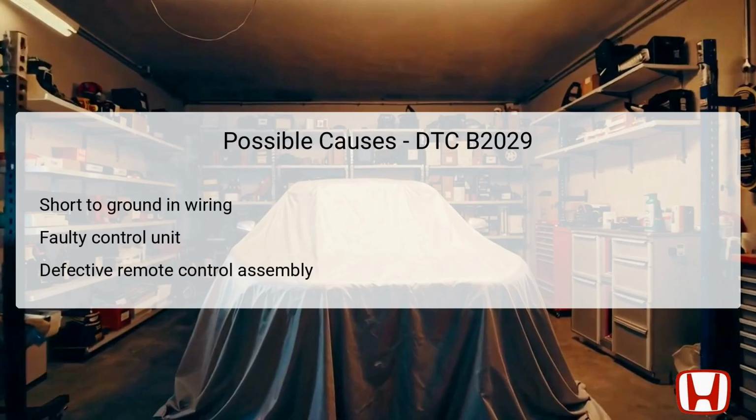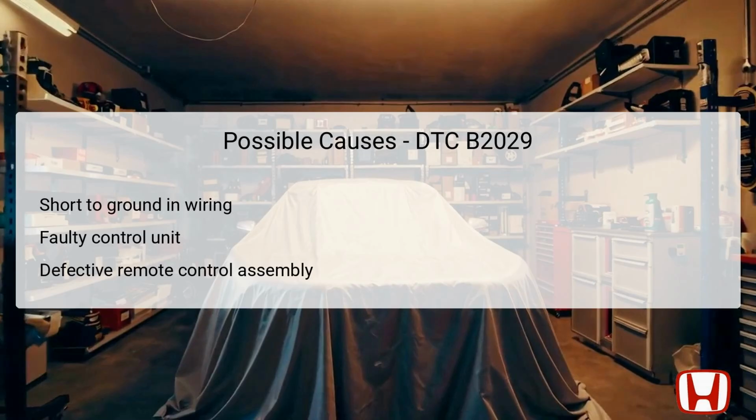When diagnosing DTC B2029, several potential causes may emerge. One primary concern is a short to ground in the wiring, which can disrupt the signal path essential for proper operation. This means that the electrical current intended for the switch could be incorrectly channeled, leading to malfunctions. Another potential issue is a faulty control unit, which manages the signals received from the remote control assembly. If this unit is compromised, it may fail to process the information required to operate the door.